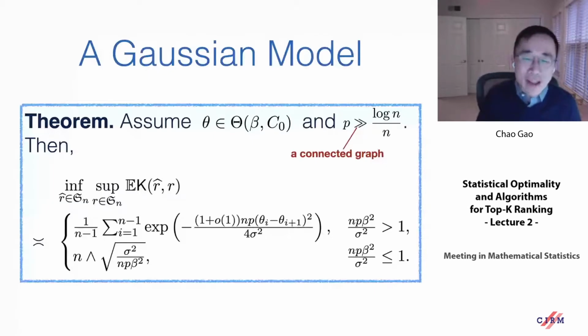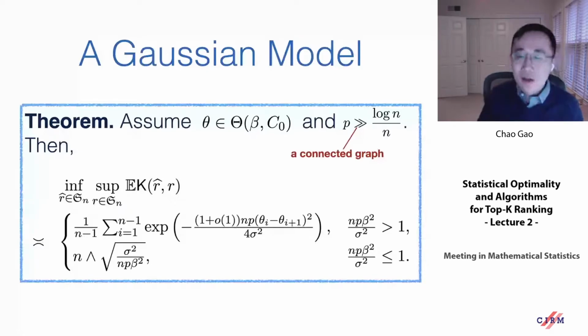This may look slightly complicated, but as you can see, it depends on the signal to noise ratio, which in this case is defined as n p beta squared over sigma squared. If this number is above one, then we get an exponential rate. Otherwise, if the signal to noise ratio is below one, then the convergence rate is polynomial. The polynomial rate is capped by the number n, because n is the largest possible value the loss Kendall's tau can take according to its definition. And in the exponential rate regime, it is an average of n minus one exponential functions. In each exponential function, the error exponent is determined by the difference between theta I and theta I plus one, which reflects the local difficulty of distinguishing between the ith player and the I plus one'th player.